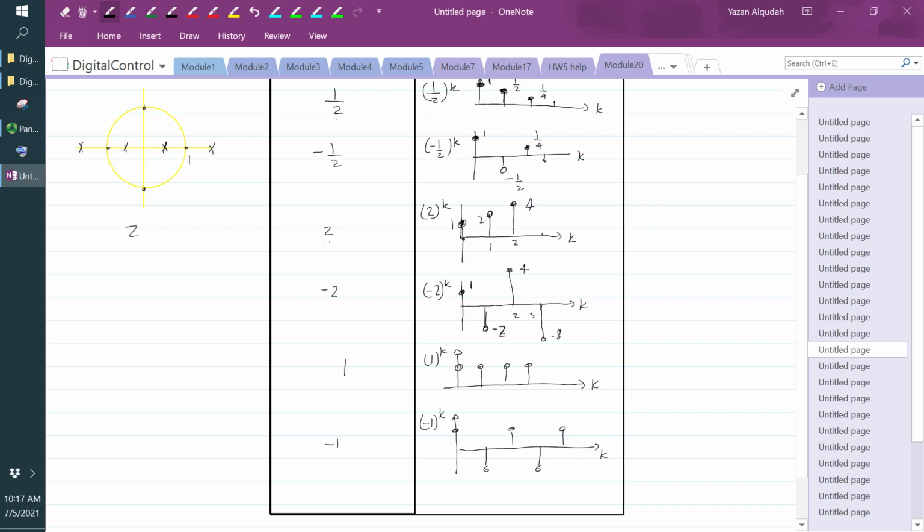What happens if I have my pole at 1, right on the unit circle? If my pole is here at 1, what is the response going to be? 1 to the k, which is going to be 1, 1, 1, 1. What happens if my pole is at negative 1? My response is going to be 1, negative 1, 1, negative 1. So therefore it's going to be non-decaying, oscillating between 1 and negative 1.